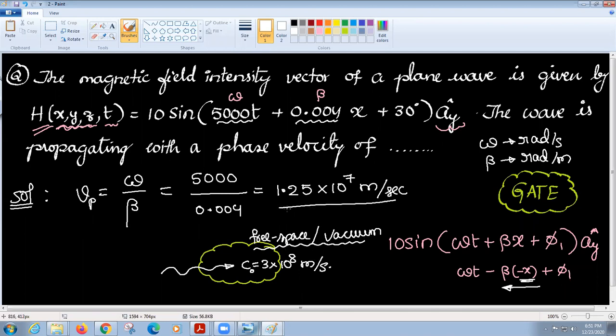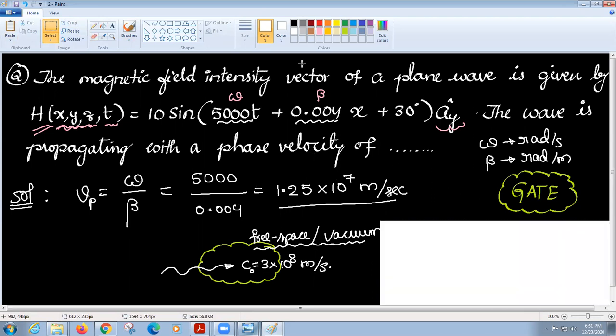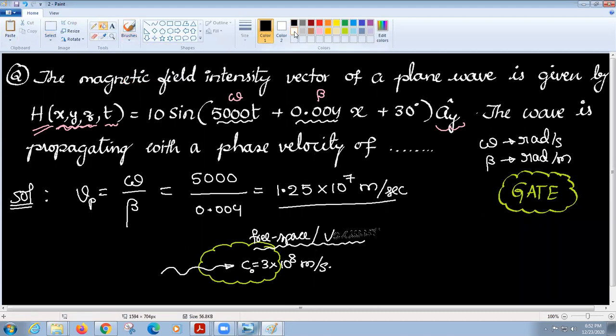But now the phase velocity of the wave is slowed down in a medium, because 1.25 times 10 to the power of 7 is less than this. So what could be the reason behind this velocity slow down? It's traveling in some medium. If you're interested further, you can go and solve it like this. I can find it out.